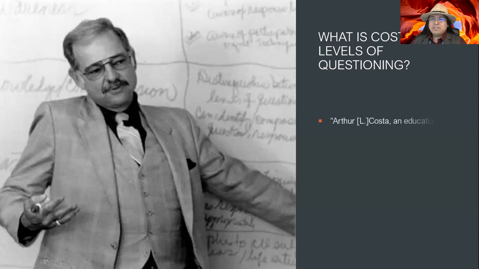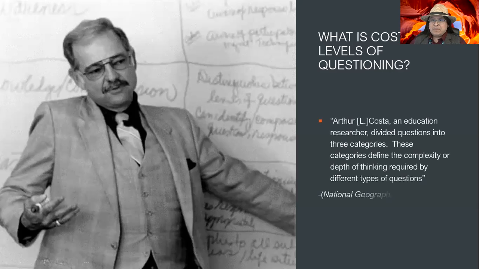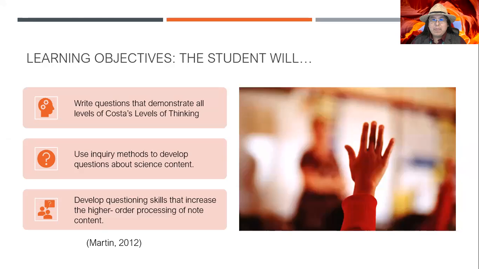Now, Costa was a real person. He was a professor and a researcher, and his work involved dividing questions into three categories. These categories define the complexity or depth of thinking required by different types of questions. He was an emeritus professor from California.